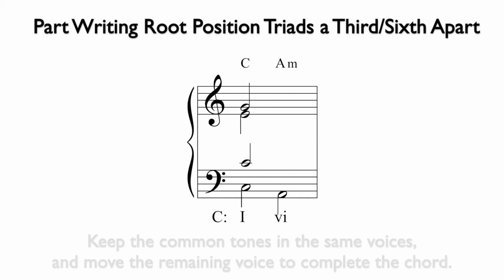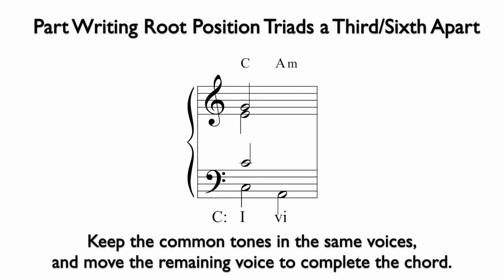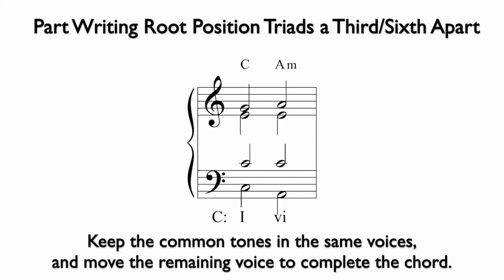Following our procedure for chords that are a third/sixth apart, we will keep the two common tones in the same voices. C and A minor have C and E notes in common, so the C in the tenor will remain, as will the E in the alto. The A minor chord now has a root, a third, and a fifth. We are missing the double root, so we can add an A note to the soprano voice to complete the chord.